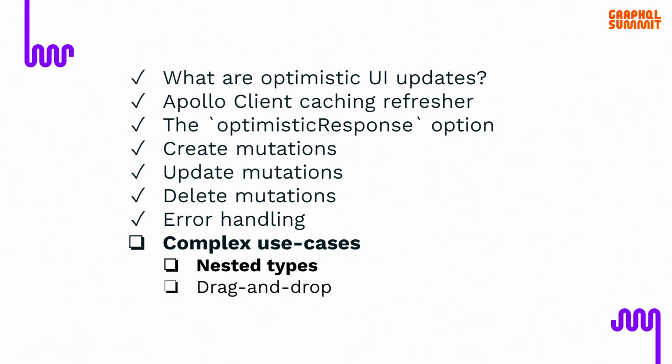So now that we've got our app shipped, now I want to talk about a couple more complex use cases. First of all, we currently have a single type, which is just a book, and it has all of the metadata within there. But what if we had nested types?